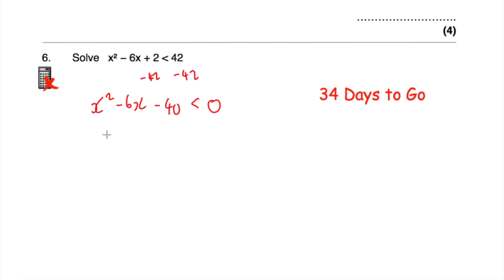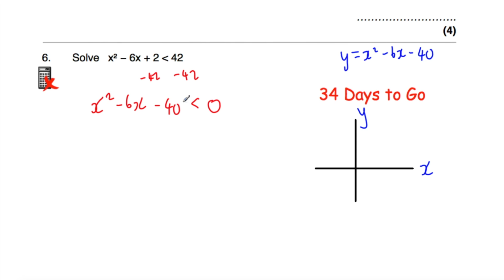So let's sketch y equals x squared, subtract 6x, subtract 40 and see what it looks like. So let's just draw our axes. Okay, so we've got our x-axis and our y-axis. We want to sketch this quadratic graph here. And then ideally we would like to find out when it's below the x-axis.